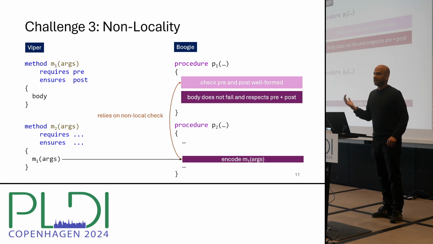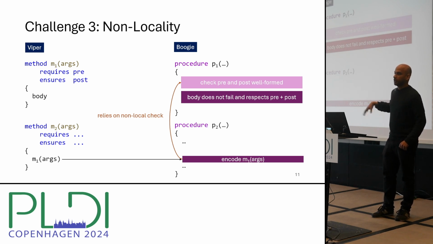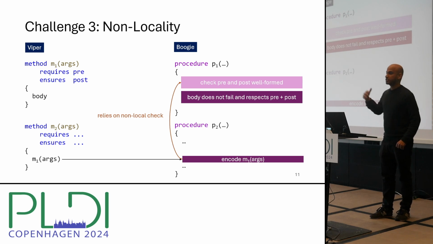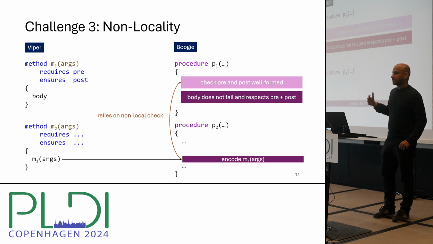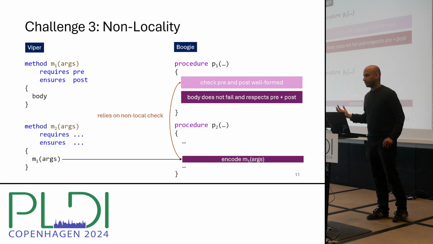And this is where non-locality comes in, because to justify the encoding in one procedure, one needs to take into account a check that was done in a different procedure, in this case, checking that the pre and post condition are indeed well formed. And I just want to emphasize that this is yet another challenge that occurs especially for implementations used in practice, which are the ones we're interested in, because the reason for this dependency is actually an optimized encoding of the call.